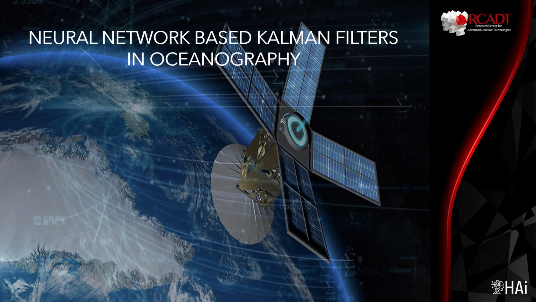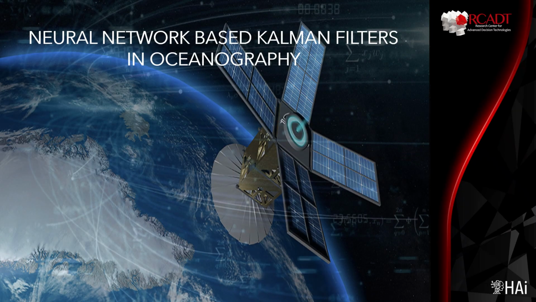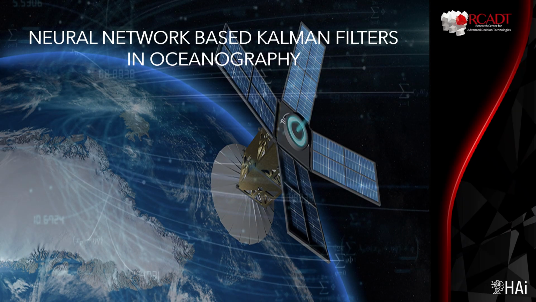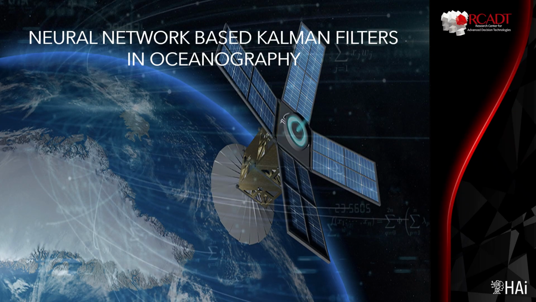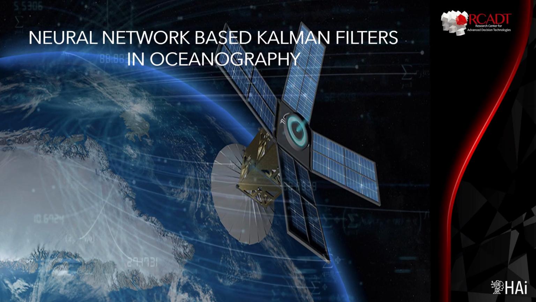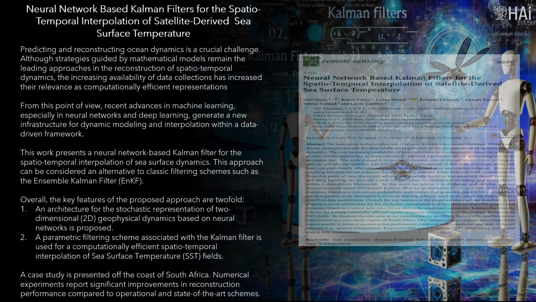Neural network-based Kalman filters in oceanography. As a case study, the spatiotemporal interpolation of SST fields derived from satellites associated with infrared sensors is considered, which can imply high data loss rates, typically between 50 and 90%. The paper is titled Neural network-based Kalman filters for the spatiotemporal interpolation of satellite-derived sea surface temperature. It is the key paper in this section.